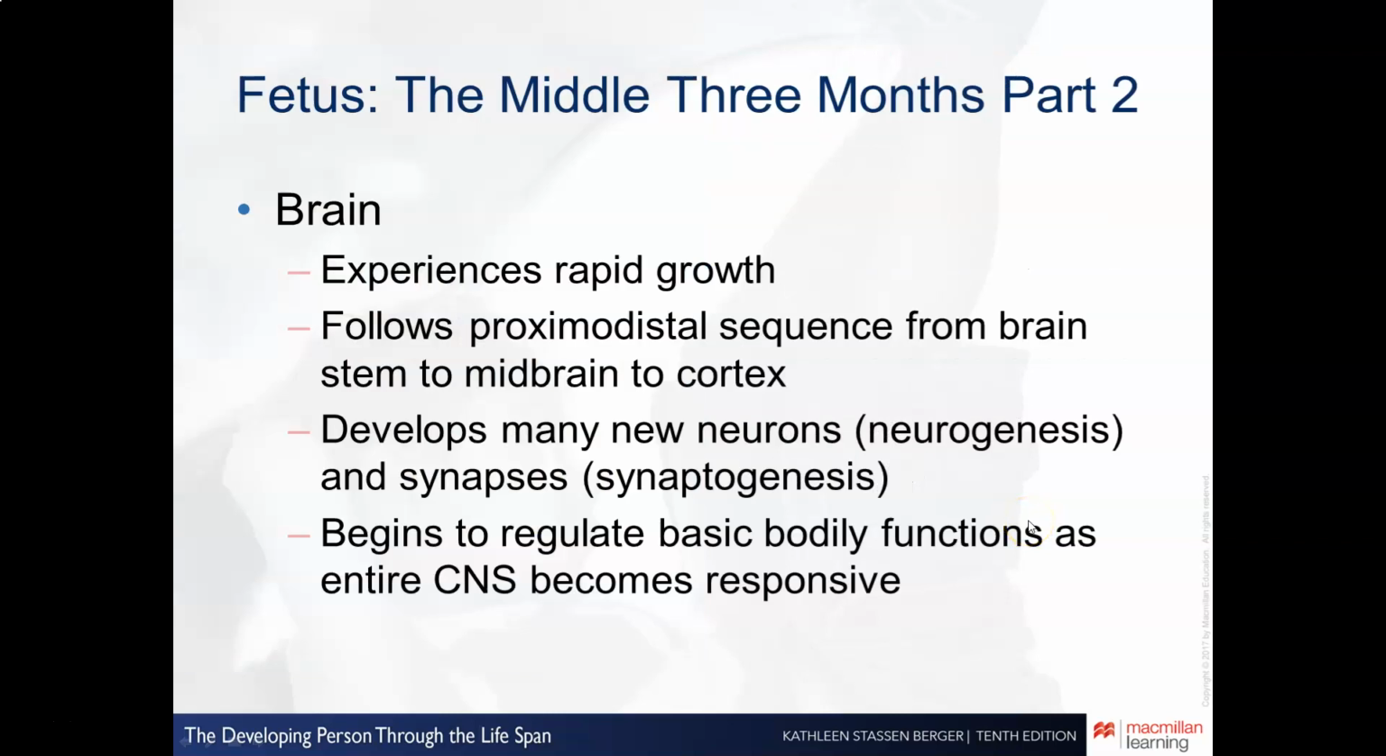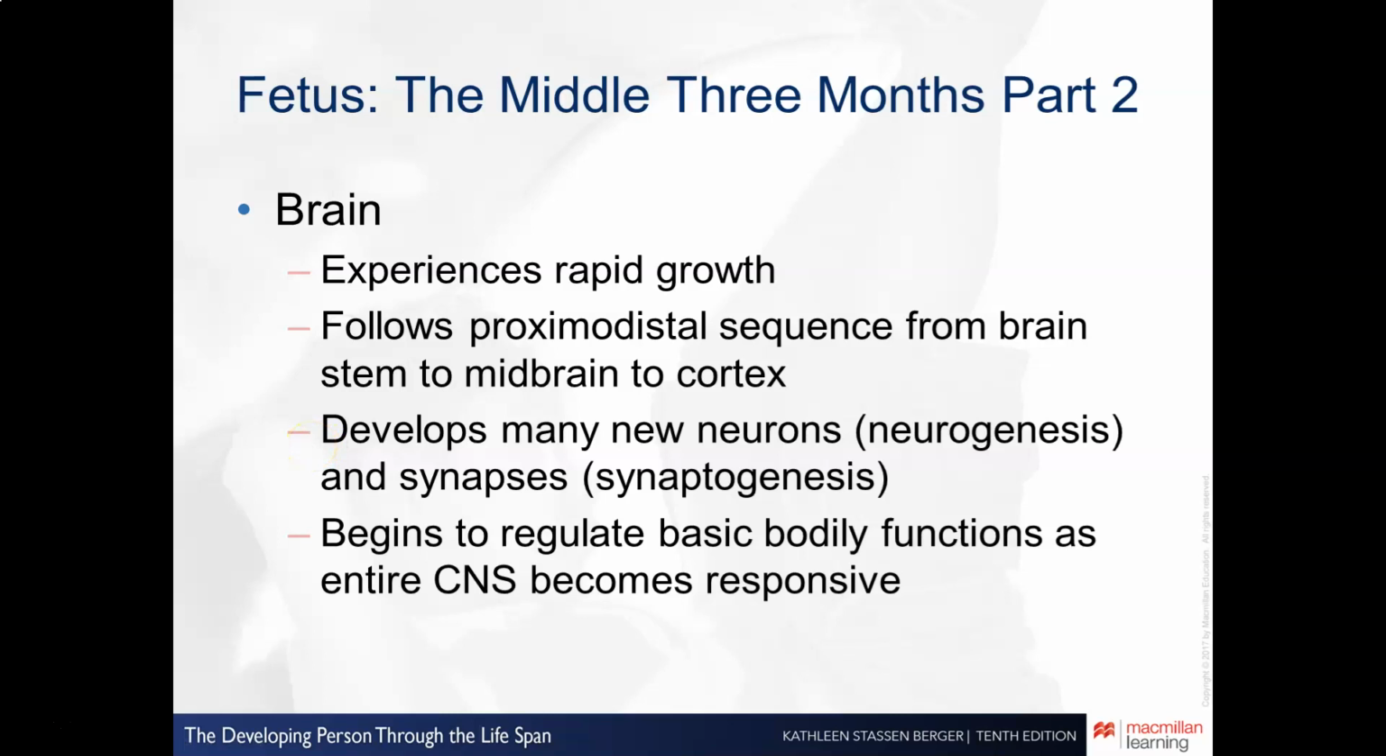And then for the middle 3 months, part 2, we're going to take a look at the brain growth. The brain is experiencing very, very rapid growth. It follows the sequence from the brainstem to the midbrain to the cortex. That's called proximodistal, from the outward, working its way in. So during that phase, the baby develops many new neurons.